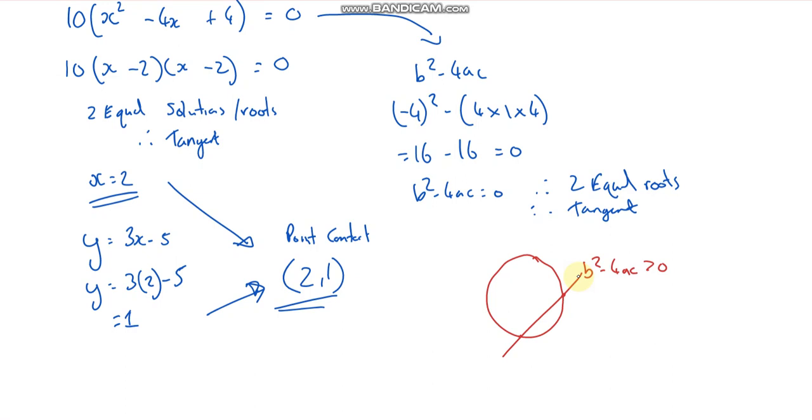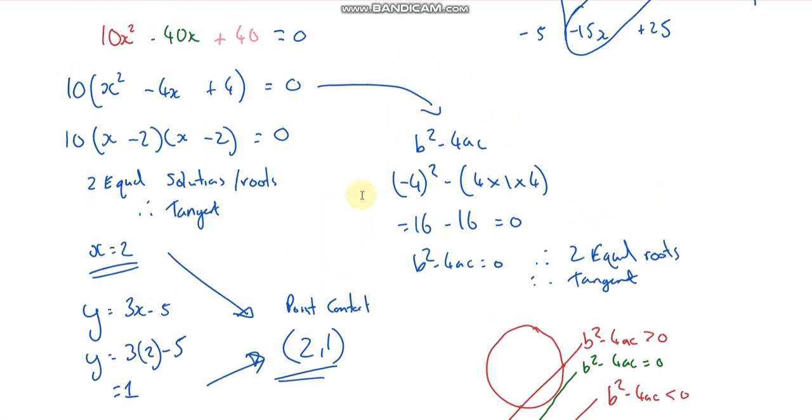And if you had something like this, that would be b squared minus 4ac is less than 0, i.e. it doesn't factorise. So if you can't factorise it, it doesn't meet. If you factorise it with two different answers, it means that it meets at two different places. And we had this case in the middle, which was our tangent, which was b squared minus 4ac is equal to 0. So again, a wee bit of overlap with the quadratics that we were doing before as well.